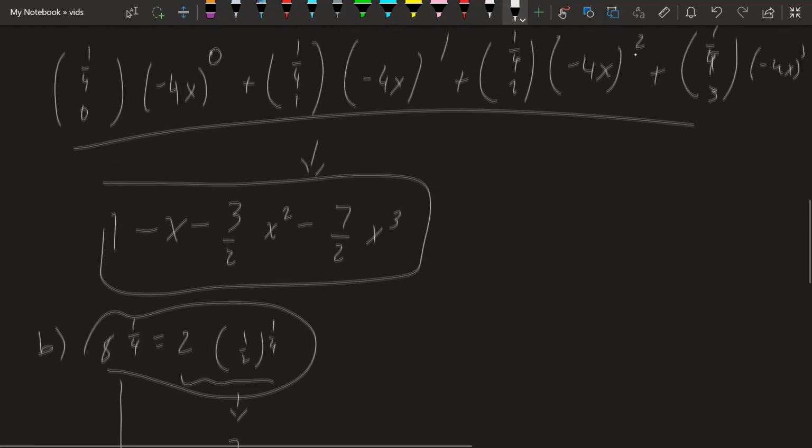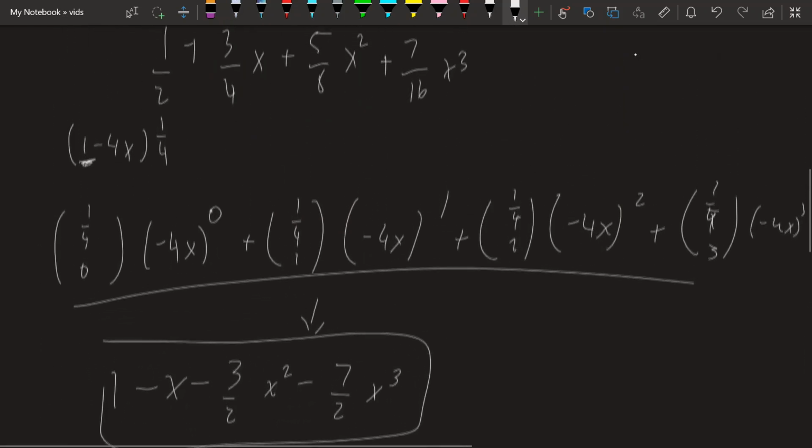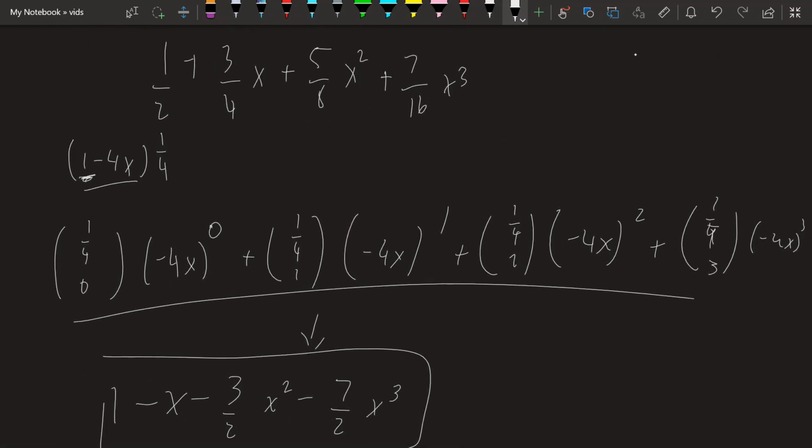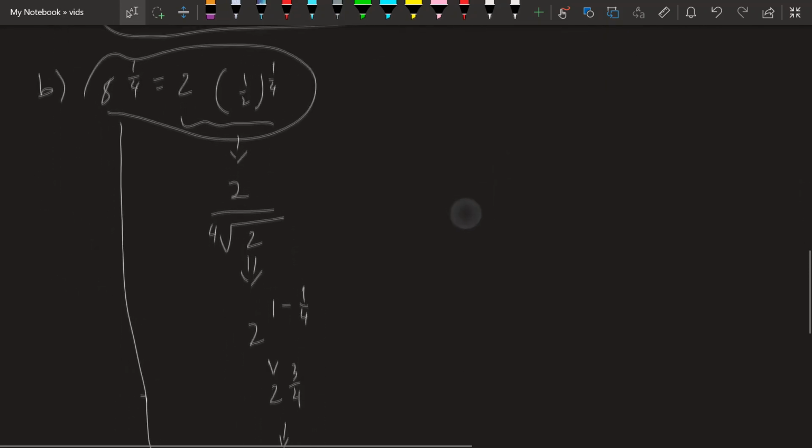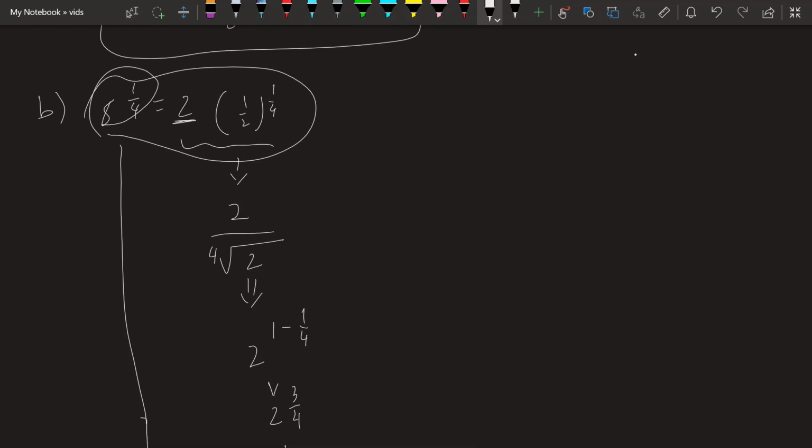Now in this formula, let me just scroll up a bit. In this formula, we can find 1 over 2 raised to the power of 1 over 4, right? Let x be 1 over 8. It's going to be 1 minus 4 over 8, which is just half raised to the power of 1 over 4. But we're trying to find 8 to the power of 1 over 4. So we need to multiply by 2, right?